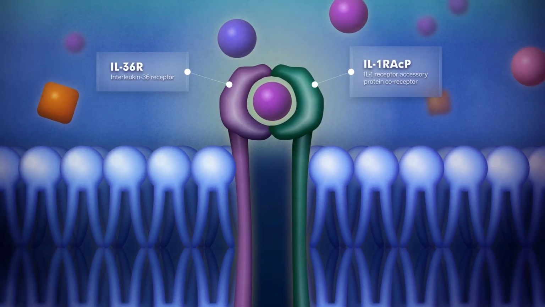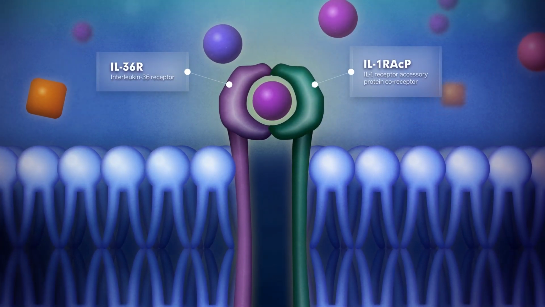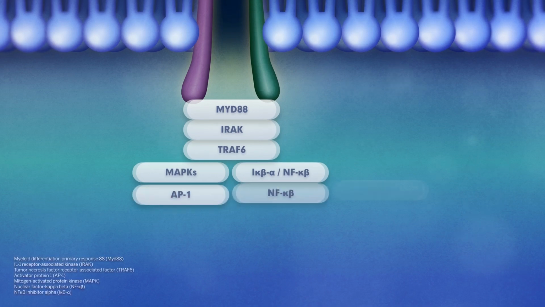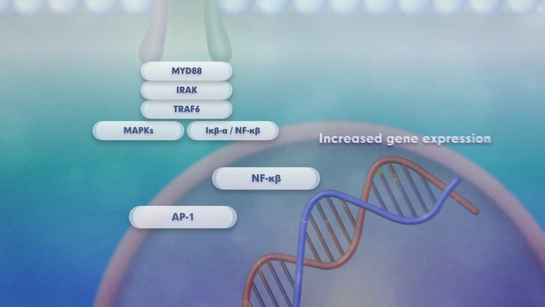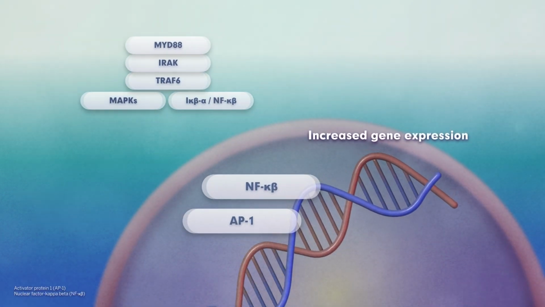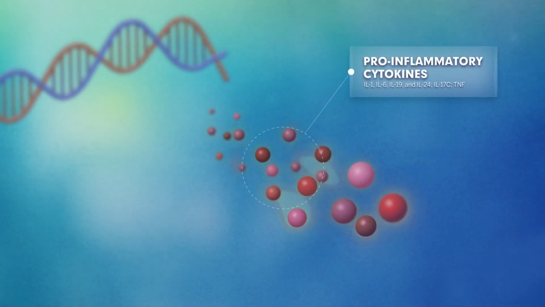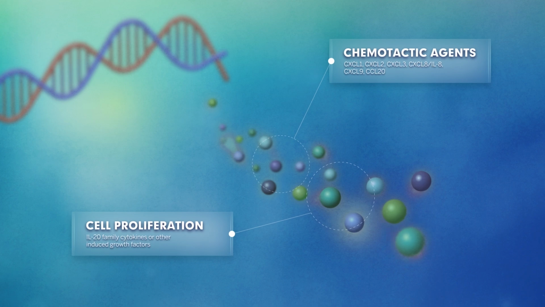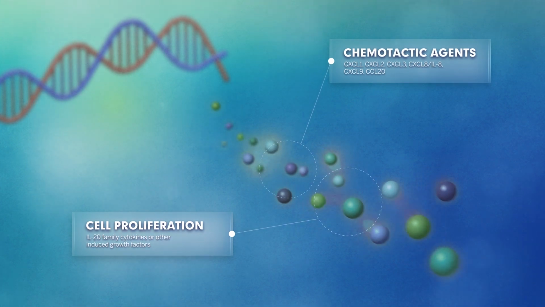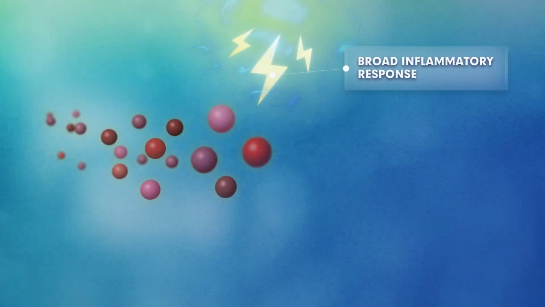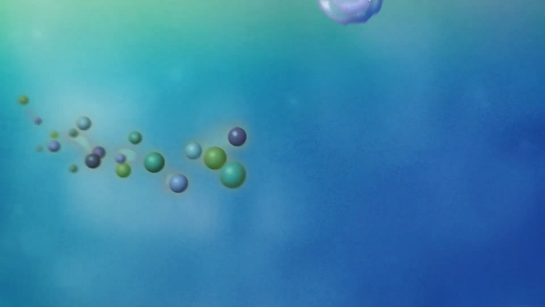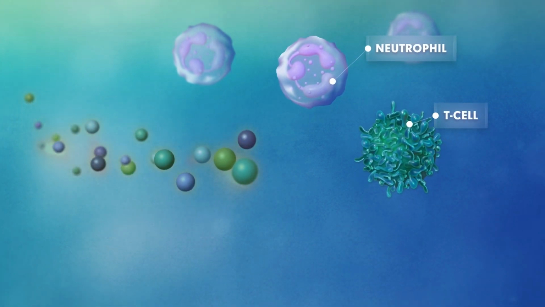This causes recruitment of the interleukin-1 receptor accessory protein co-receptor, which leads to activation of intracellular adapter proteins and downstream signaling pathways that stimulate increased gene expression of proinflammatory cytokines and agents that promote chemotaxis and cell proliferation, resulting in a broad inflammatory response, keratinocyte proliferation, and neutrophil and T-cell chemotaxis.